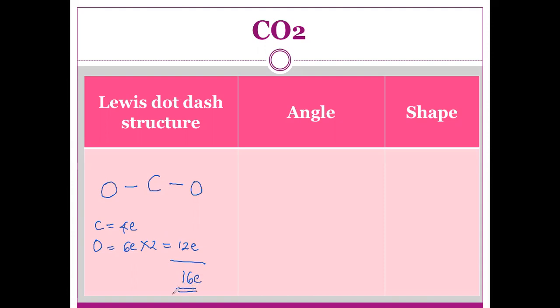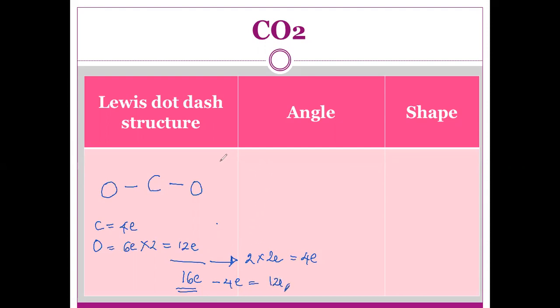So your next step is to distribute the 16 electrons among these atoms. First, you have to check that you have 2 bonds. Each bond is associated with one pair of electrons. Here you have 2 bonds, so 2 into 2 electrons means you end up with 4 electrons. So subtract the 4 electrons. Now you have only 12 electrons.